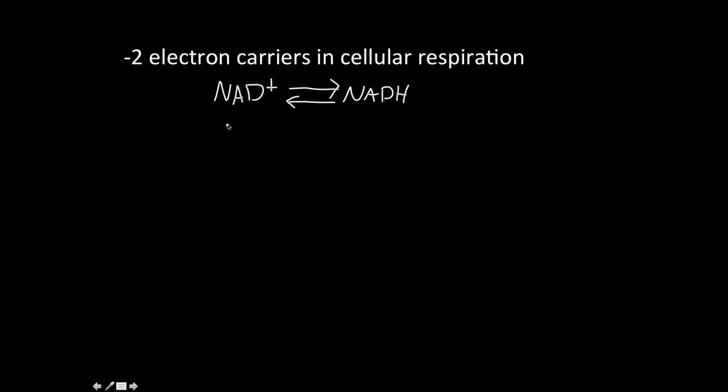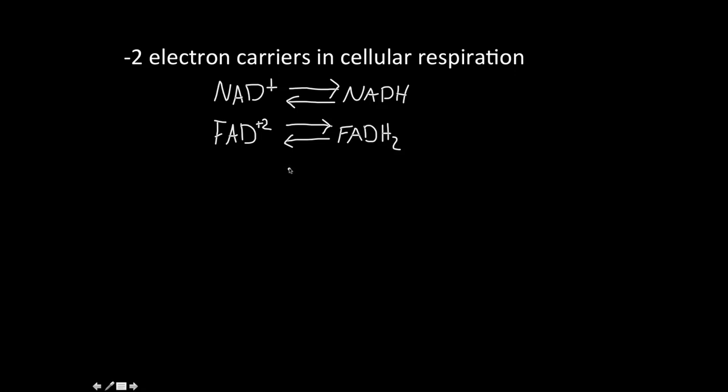The second one is going to be FAD2+. Okay? So this electron carrier, when it picks up energy, when it becomes reduced, will become FADH2. And when it becomes oxidized and releases energy, it'll go back to FAD2+. Okay. So that's the important information that you need to know in order to fully understand cellular respiration.